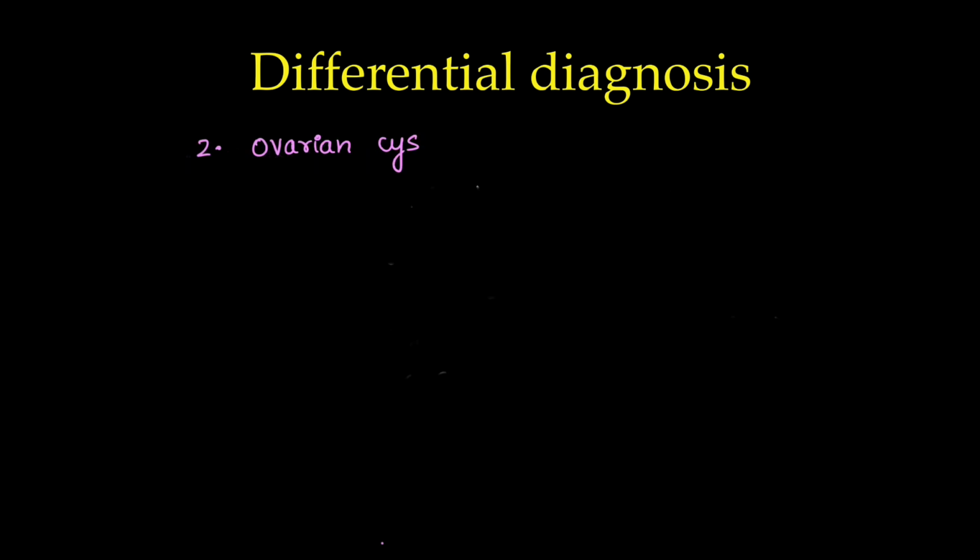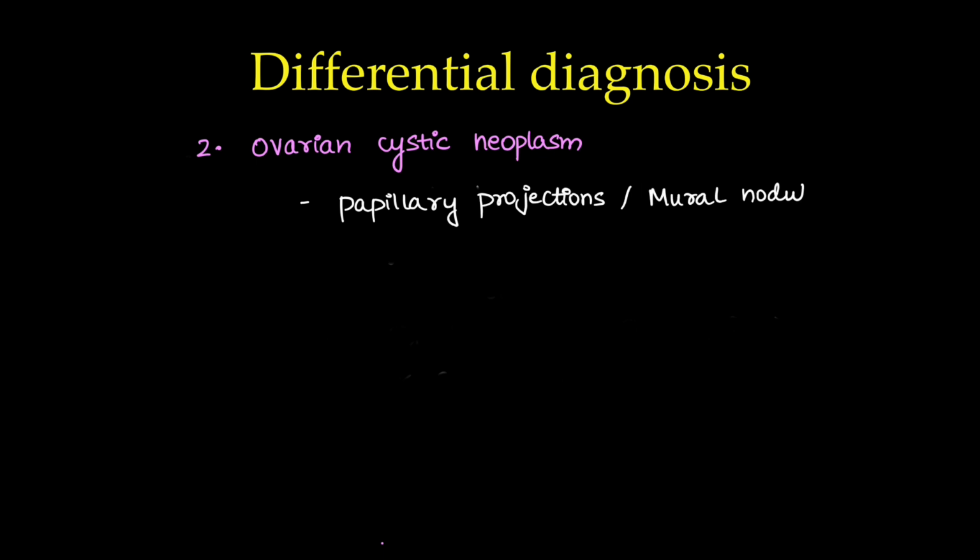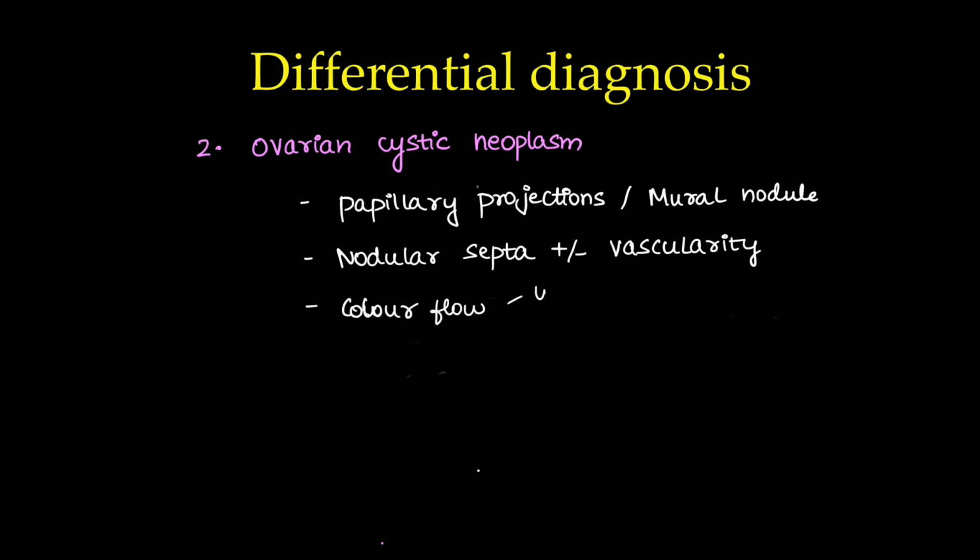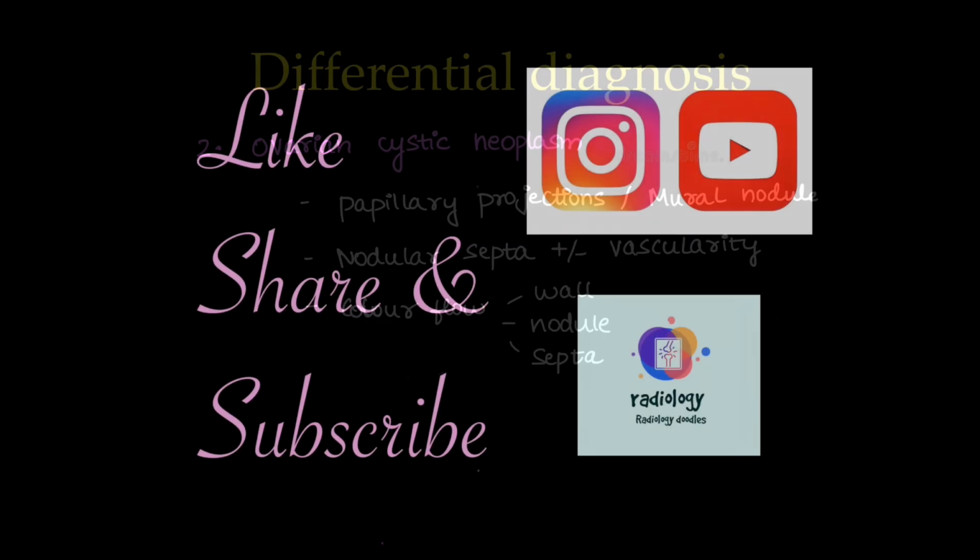Other differential is ovarian cystic neoplasm. So it can show papillary projections or mural nodules, which will not be seen in hemorrhagic cyst. It can show nodular septations with or without vascularity of septations, and usually color flow will be present either in wall, nodule or the septa.